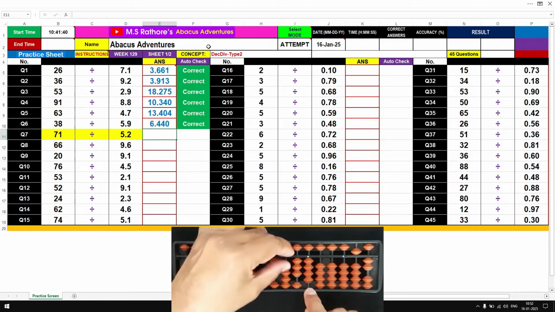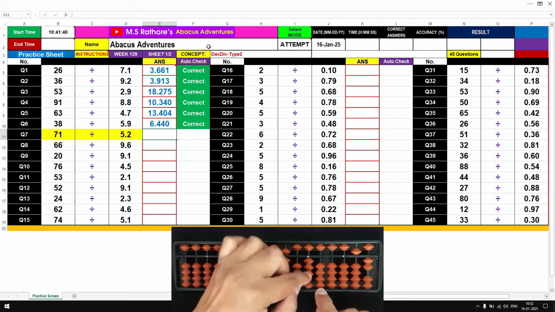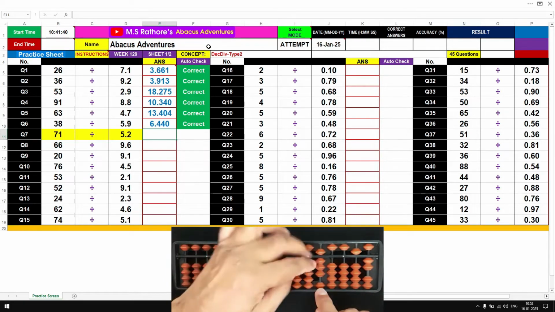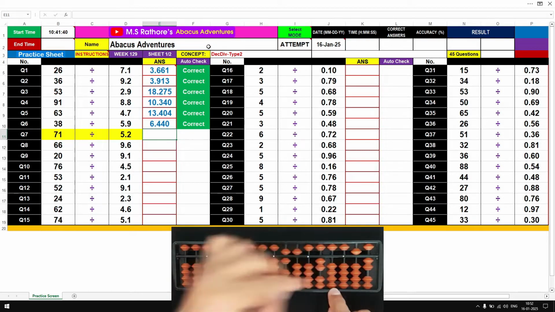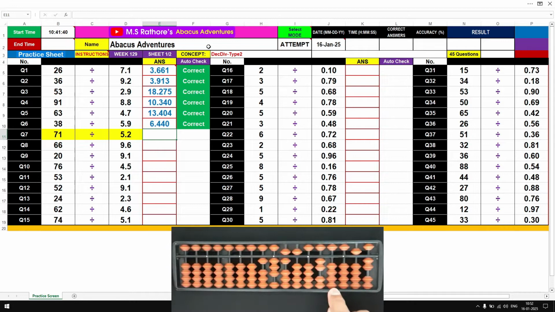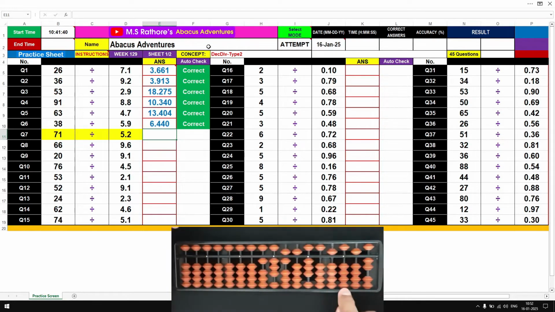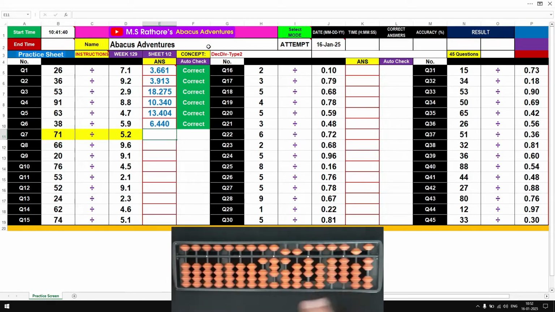5 6s are 30, shifted, 2 6s are minus 12. New round, 28 is the new value. 5 5s are 25, shifted, 2 5s are 10. New round, 20 is the new value. 5 3s are 15, shifted, 2 3s are minus 6, and the answer is 13.653.